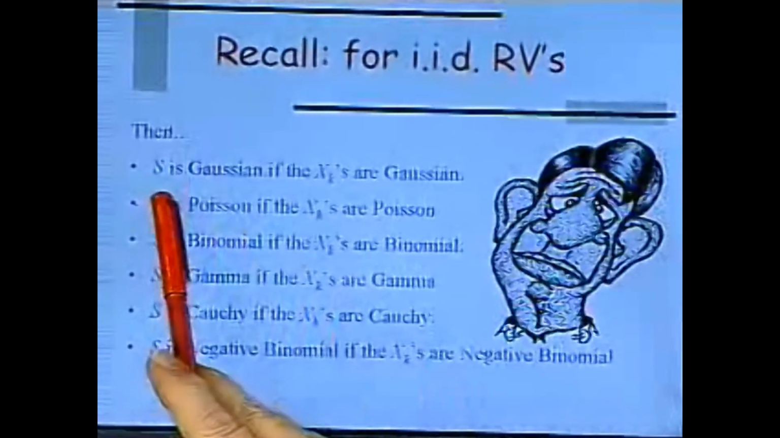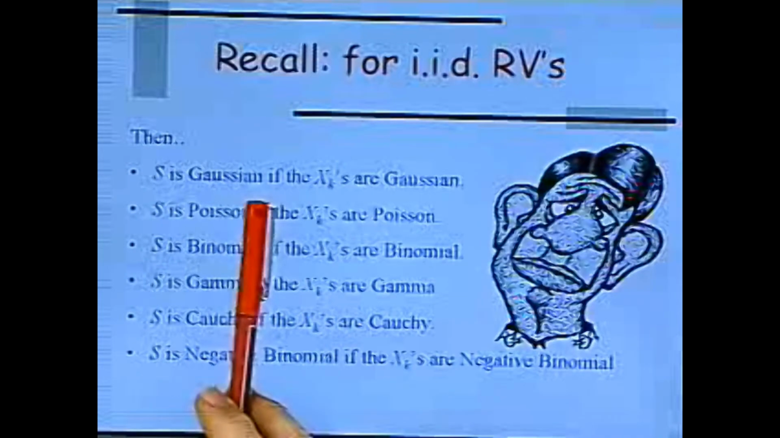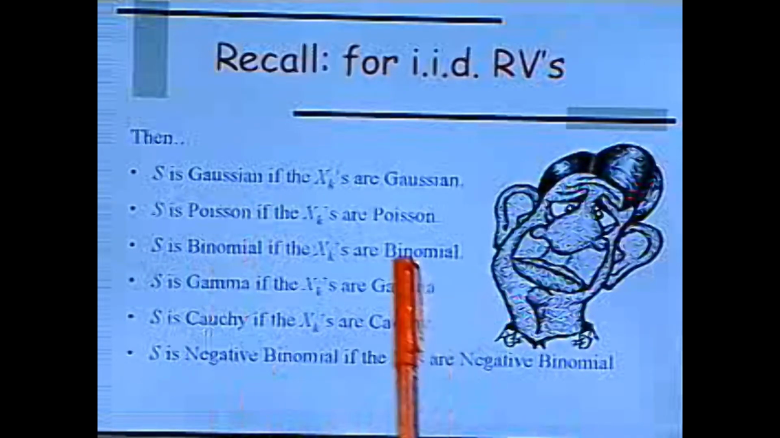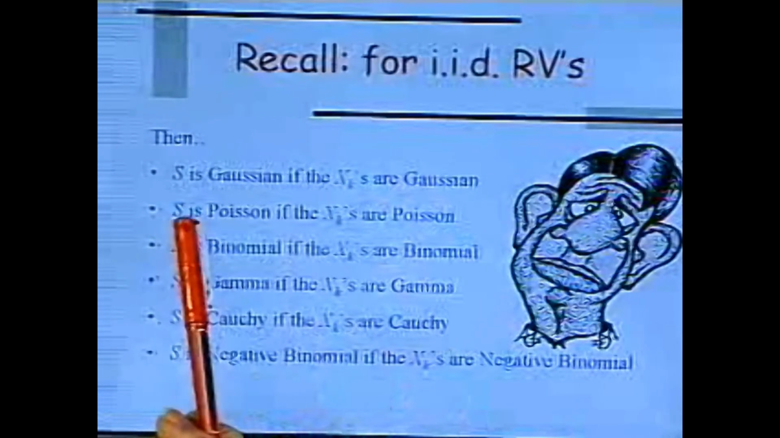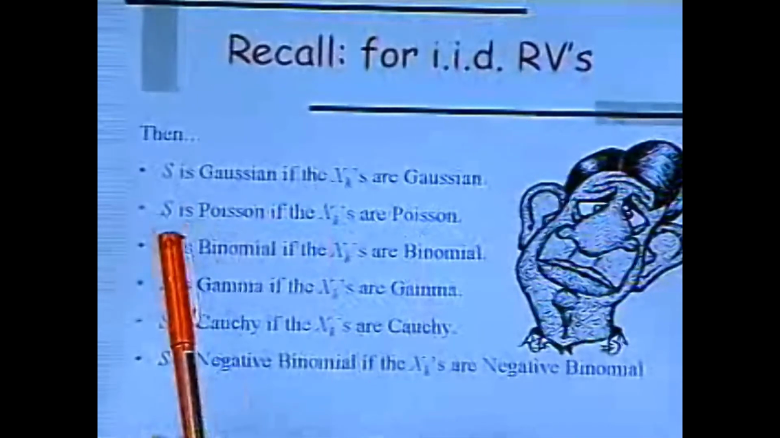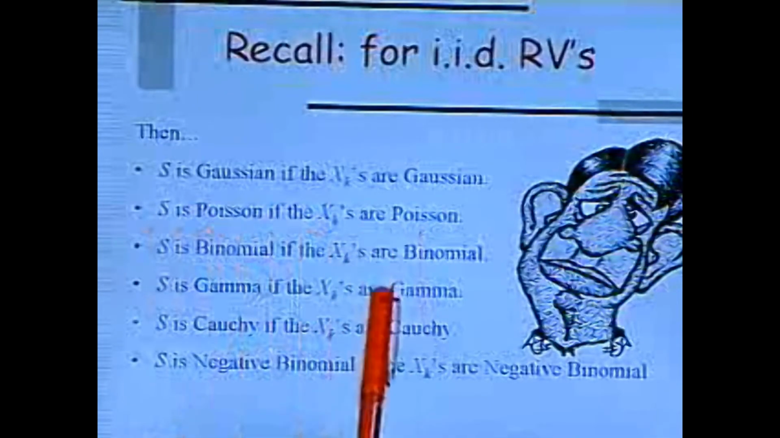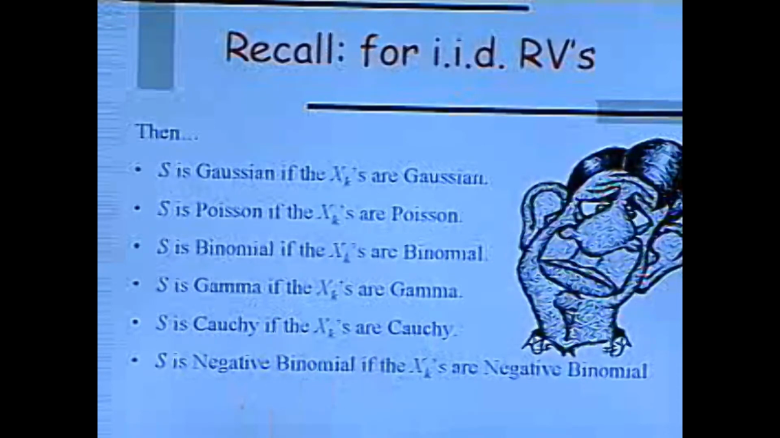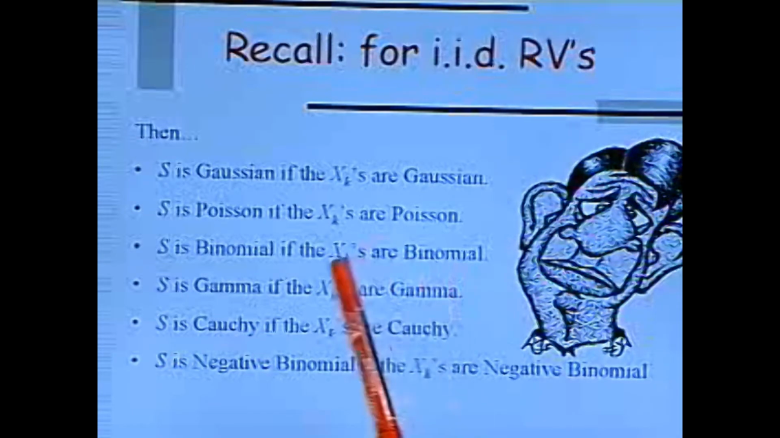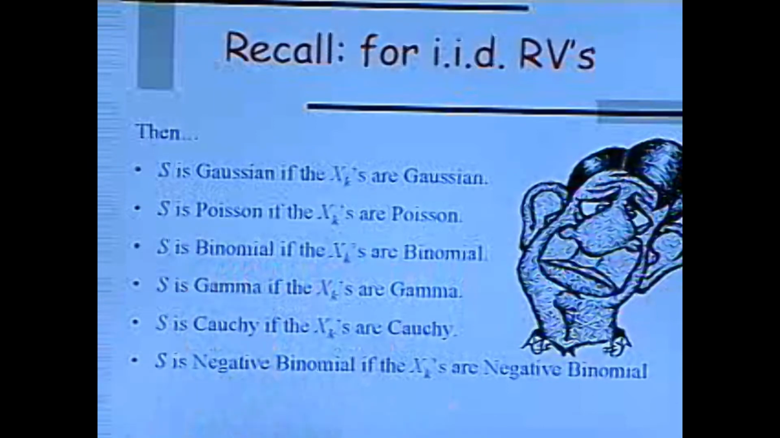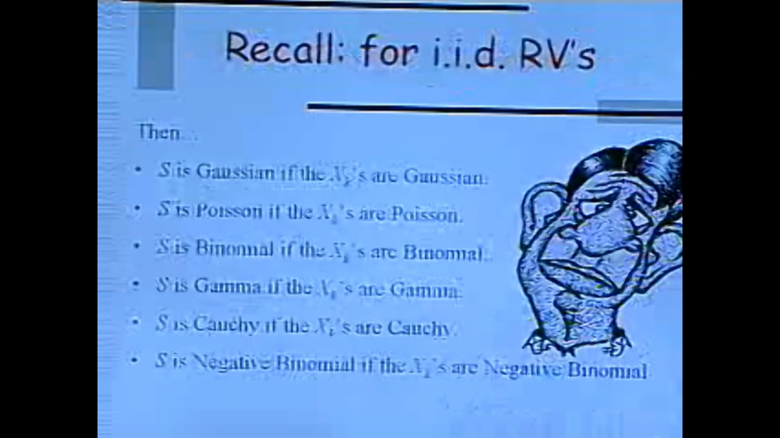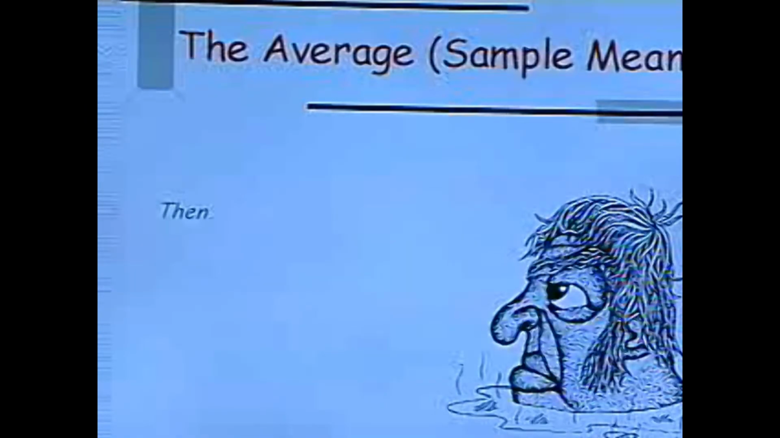Here is the interesting result. If S is Gaussian, we've stated this before, we're going to show it now. If the x sub k's are Gaussian, the sum is Gaussian. If the x sub k's are Poisson, the sum is Poisson. So as we have stated before, many of these random variables have a property to regenerate themselves. If you add up a bunch of binomial random variables, you get a binomial random variable. The coefficients are different, but nevertheless it is a binomial random variable.